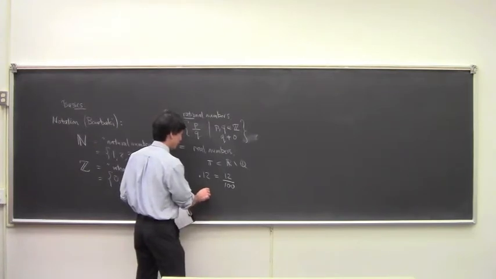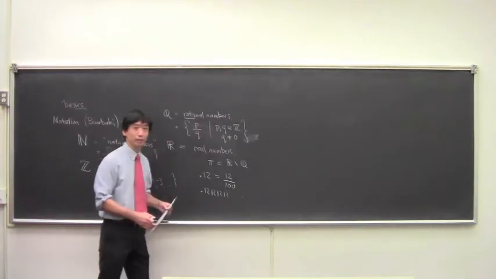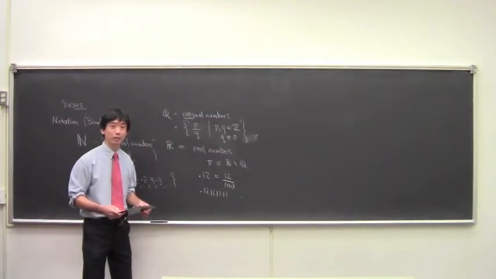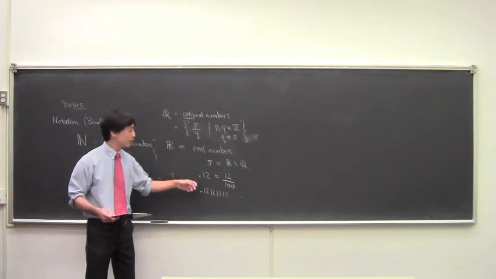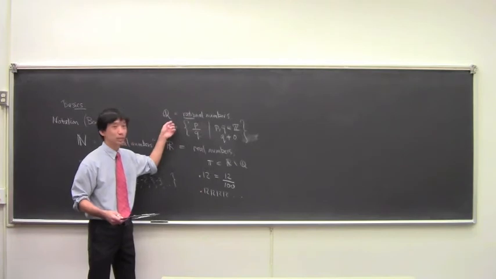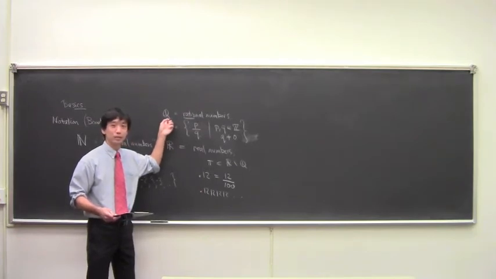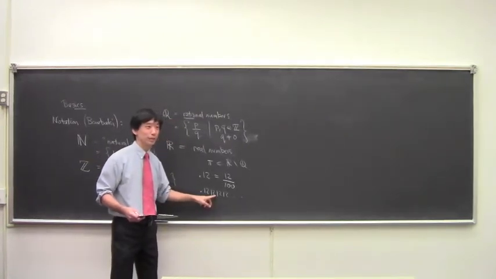If I have something like 0.121212 repeating, where does that belong? Real numbers, but rational. It's also rational. Okay, so some people are saying, who says that this is rational? This is a rational number, it can be expressed as a ratio. Who says it's an irrational number? It cannot be expressed as a ratio. So actually this can be expressed as a ratio.